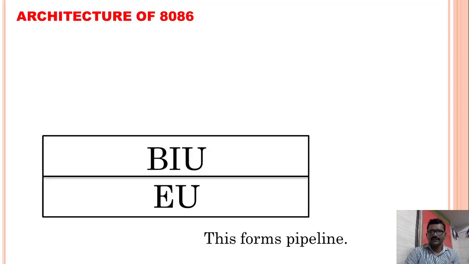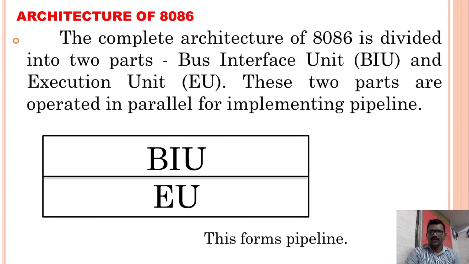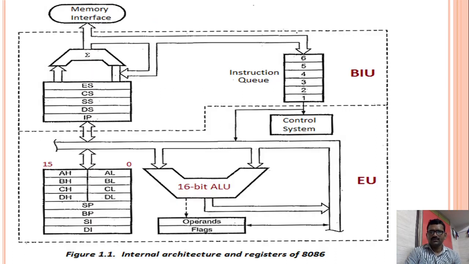Coming to the architecture of the 8086 microprocessor, it is divided into two parts or two individual functional units. Number one is the bus interface unit and the other is the execution unit. These two parts work independently. These two parts are operated in parallel for implementing pipelining. So here you see BIU and EU form the pipeline.